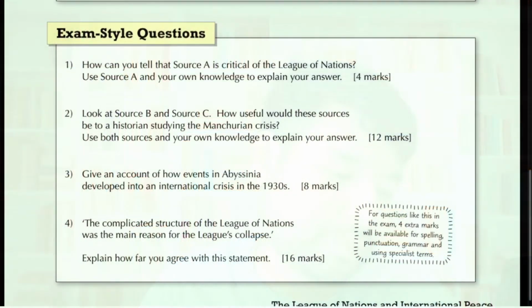So moving on. Question number 3: give an account, again, explain, of how events in Abyssinia developed into an international crisis in the 1930s. So what is the connection between the Abyssinia event, the situation, and the increase of the international crisis? What is the connection between these 2 facts? I mean, did the invasion of Abyssinia help to develop this crisis, or did it have nothing to do with it?